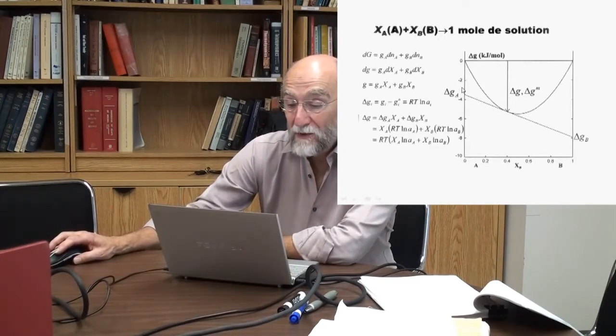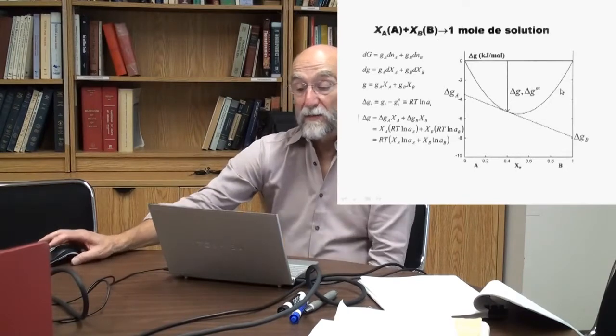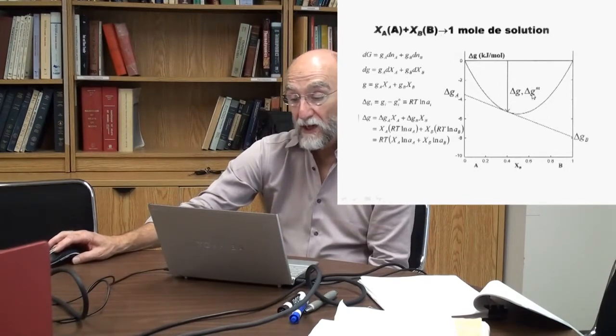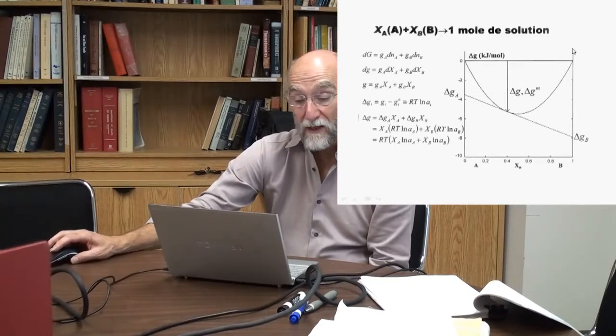All right, so this is the integral Gibbs energy of mixing. The integral Gibbs energy of mixing, delta G or delta GM, is the same thing as the Gibbs energy of this reaction. If the solution is stable, this will always be negative.